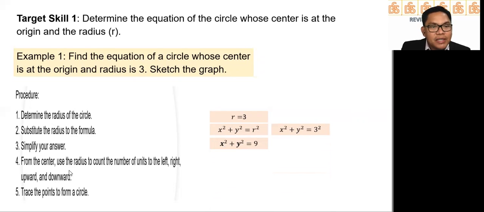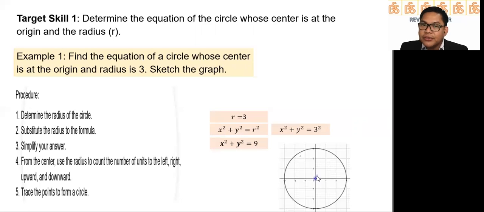Then from the center, use the radius to count the number of units. Since we know that in this equation the center is at the origin, when we count from the center, 1, 2, 3, this is your first point. Then from 0, 1, 2, 3, that's another point. From 0, let's go downward, 1, 2, 3, that's another point. And from 0 to the left, this is 1, 2, 3. So these are your 4 points, created because you know the radius, the distance from the center.